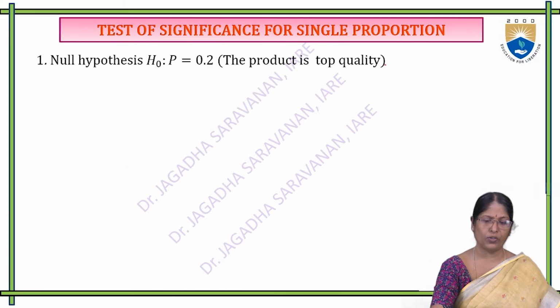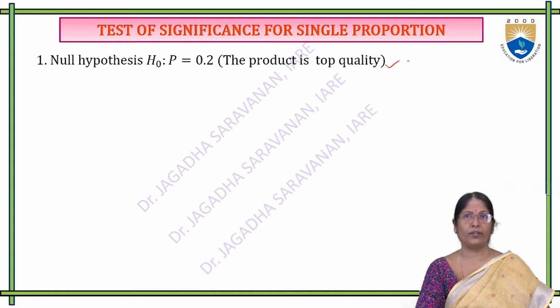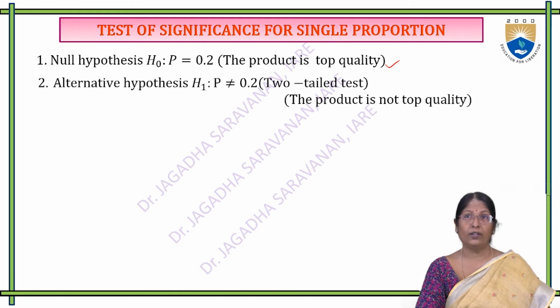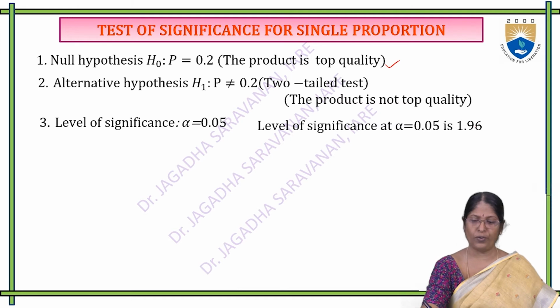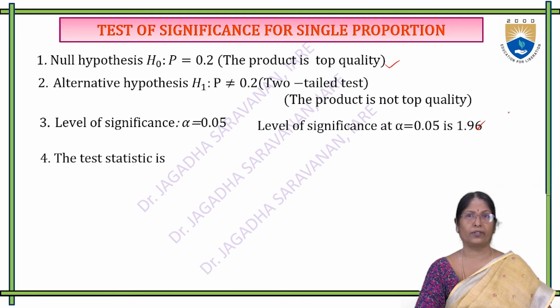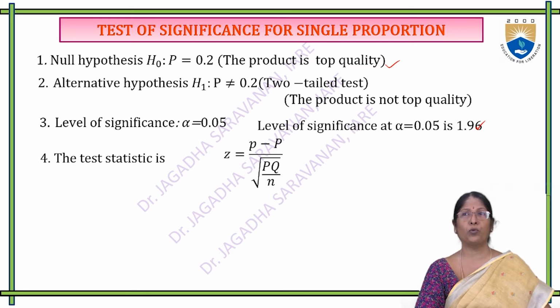So the null hypothesis is that the product is top quality, and the alternative is that the product is not top quality. The level of significance is 0.05. For the two-tailed test at 0.05, the tabulated value is 1.96. The test statistic is z equals p minus capital P divided by the square root of PQ by n.